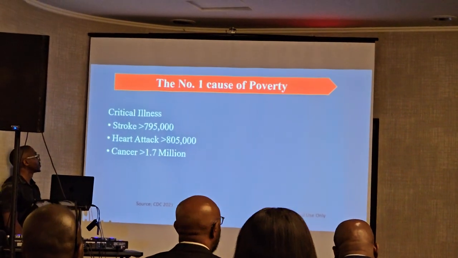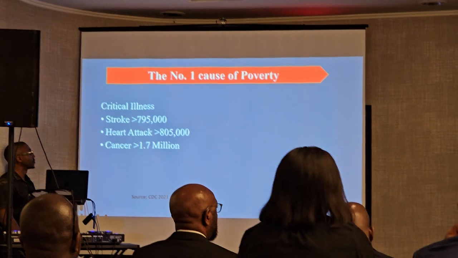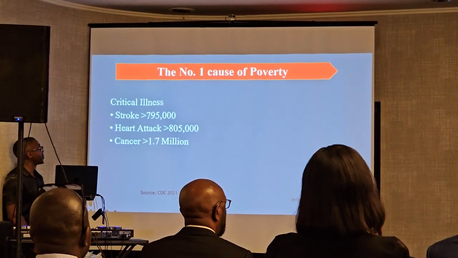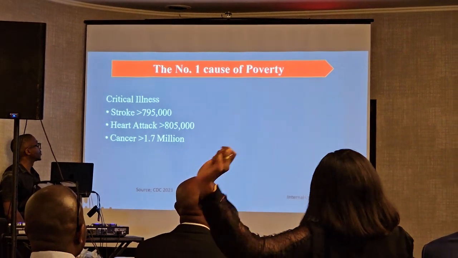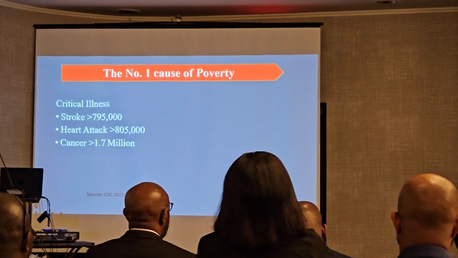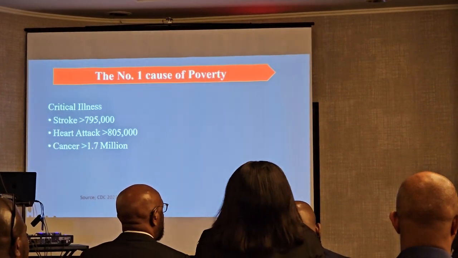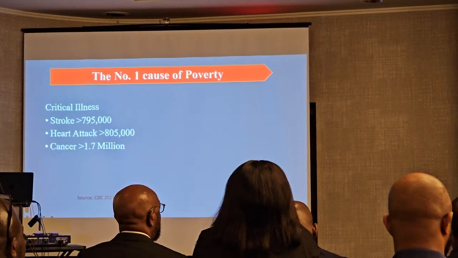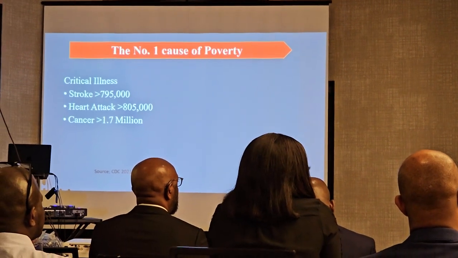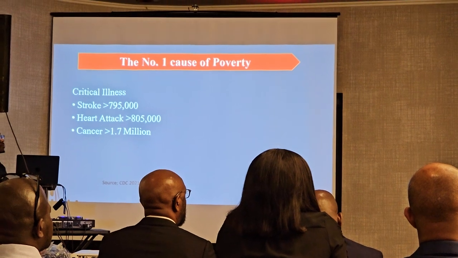Now, let's look at this. Just a few statistics. This is actually a little outdated, but the number of strokes in 2021 was more than 795,000. Heart attacks was more than 805,000, and cancer, more than 1.7 million. Obviously the numbers are way higher than this. We're not here to talk about death or dying or illness. They will happen whether we talk about them or not.